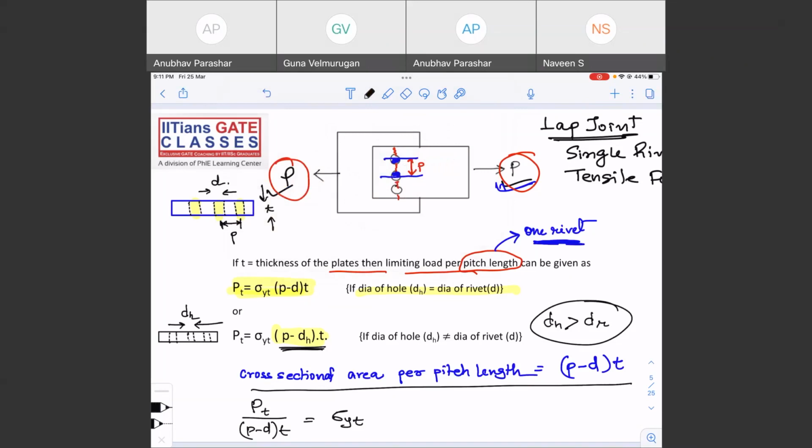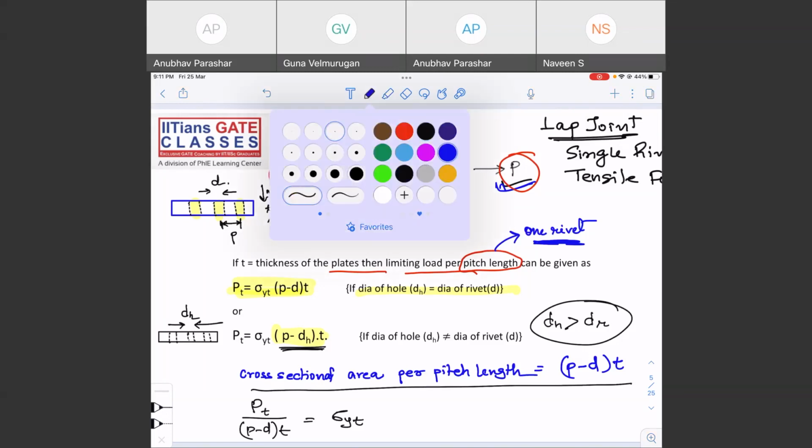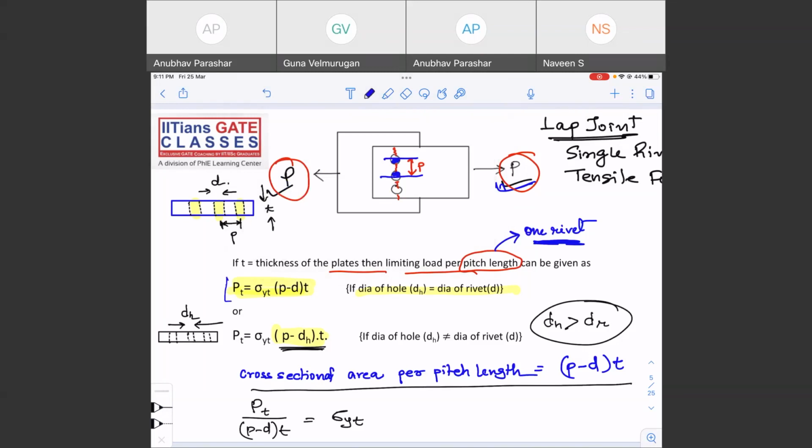Okay, so I hope that tearing failure of rivet is clear, right? So what you have to do is simply remember this formula. Time is short for explaining, okay? So you have to remember these two formulas. If dia of hole and dia of rivet are not equal, you have to use this formula. If dia of hole and dia of rivet are equal, you have to use this formula.